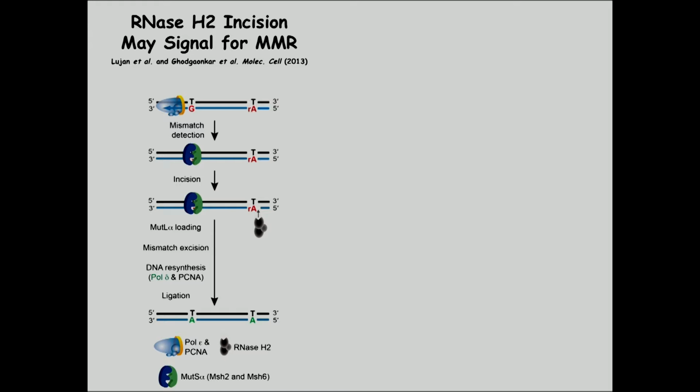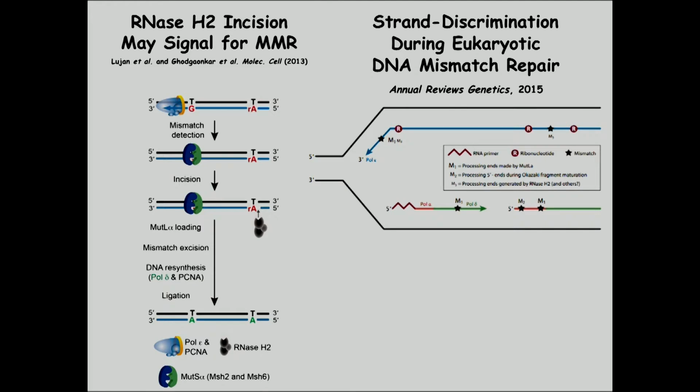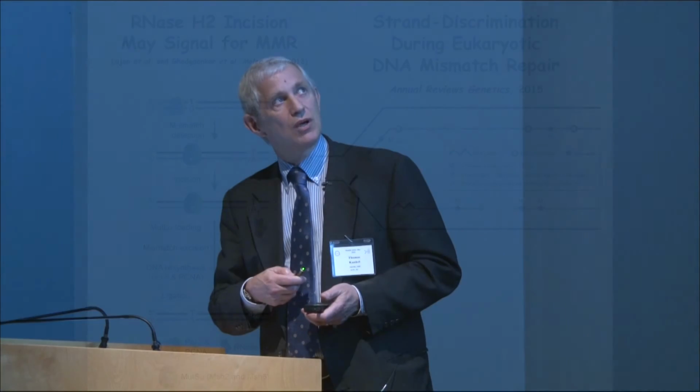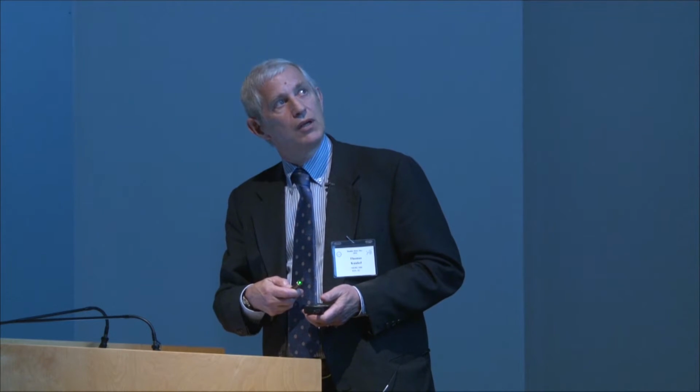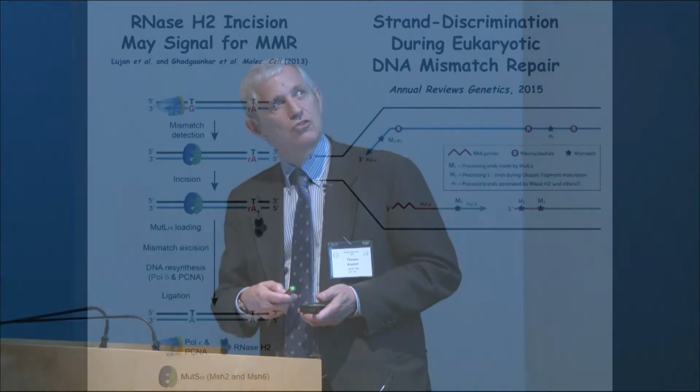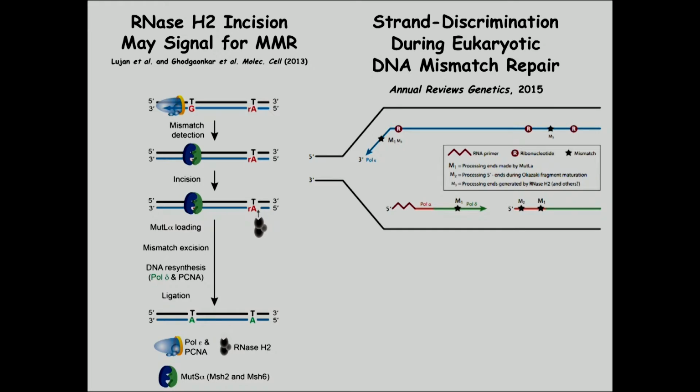So another way to state that is in a review that Dorothy Erie and I wrote on strand discrimination during eukaryotic DNA mismatch repair that came out a few months ago. So the main strand discrimination signal for mismatch repair, as I articulated before, is an incision by MutL alpha. A second one would be involving repair of pol alpha errors, but a third one for leading strand replicase errors could be proofreading or processing ends generated by RNase H2. And that could be a minor component of the mismatch repair signal in eukaryotes. At least all the data that we and Joe Jurikny's lab have generated are consistent with that hypothesis.